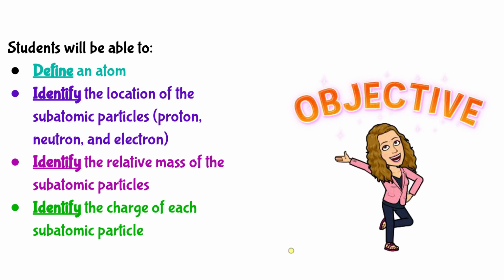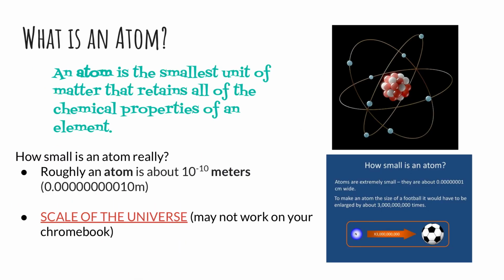In this lesson, students will be able to define an atom, identify the location of the subatomic particles, the proton, the neutron, and the electron, identify the relative mass of the subatomic particles, and identify the charge of each subatomic particle. So what is an atom? An atom is the smallest unit of matter that retains all of the chemical properties of the element.